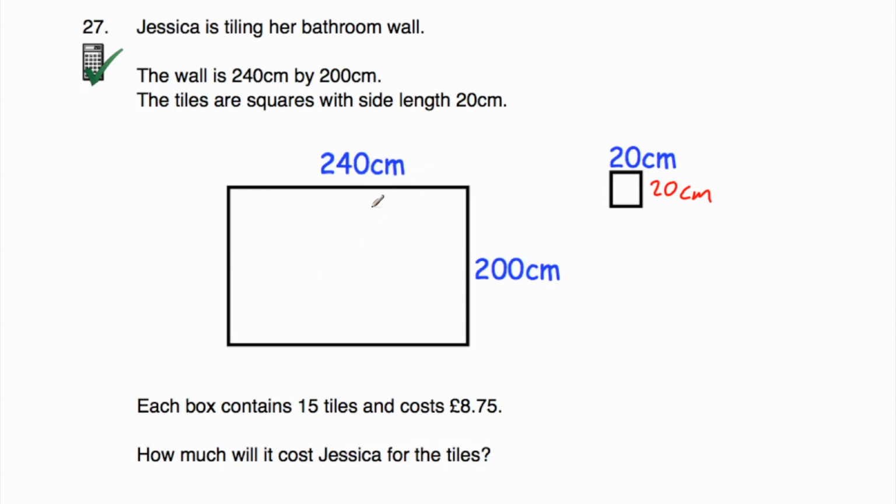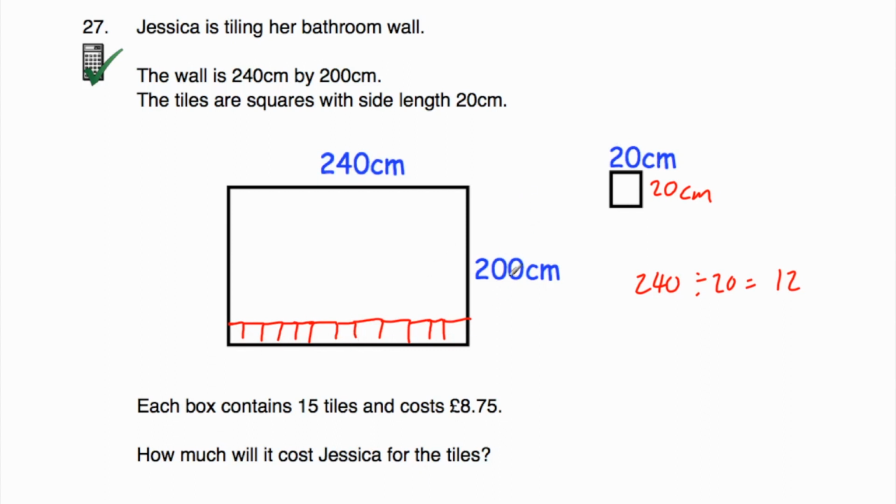So first of all, we need to see how many tiles she needs. That's a bit similar to question number 26. So let's figure out how many tiles will be in each row. They're 20 by 20, so we need to see how many 20s will fit into 240. So 240 divided by 20 is equal to 12. That's a calculator question, but you can probably do this without a calculator. So there's going to be 12 tiles in every row. 1, 2, 3, 4, 5, 6, we're halfway, 7, 8, 9, 10, 11, 12. So there's 12 tiles in each row by doing 240 divided by 20.